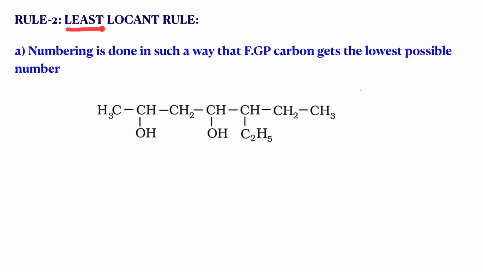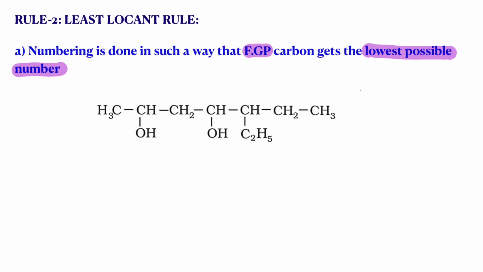Second rule is least locant rule. It is also divided into 4 sub rules for the sake of convenience. In this, the first sub rule says numbering of a carbon chain is done in such a way that functional group carbon gets the lowest possible number or high priority. Both are one and the same.